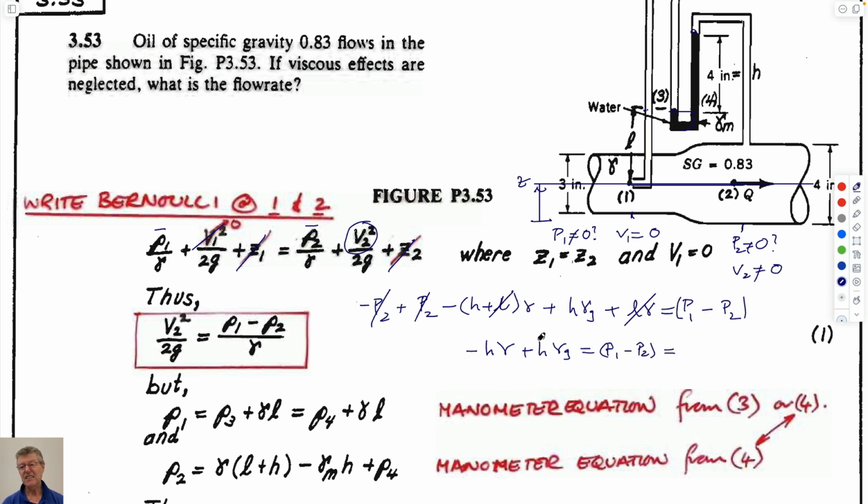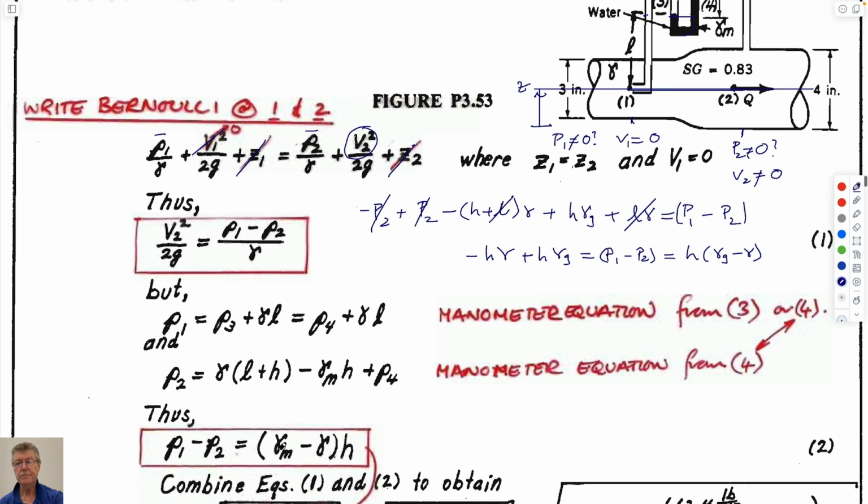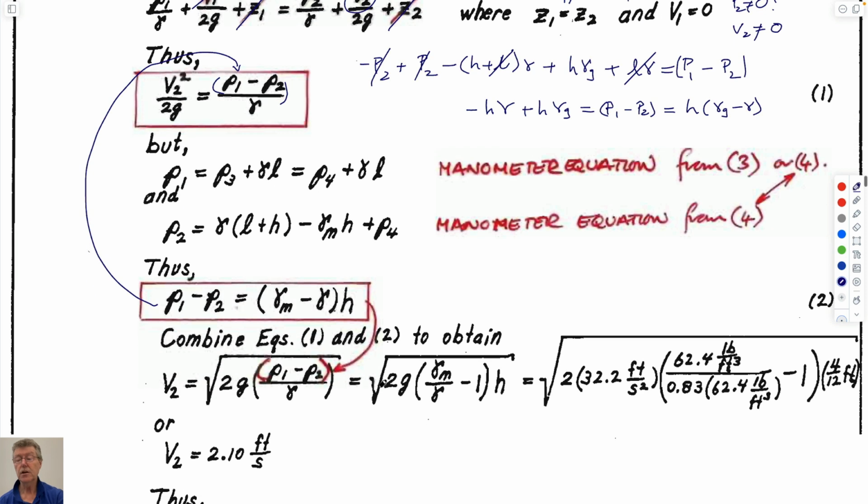And we can write this left-hand side much more readily as H times (γG minus γ). They do this, but they ultimately get the same expression. Much better to do it this way. And so now we have an expression for P1 minus P2 in terms of something we know. We know the density, unit weights of the fluids, and we know H. We can substitute this into our Bernoulli expression, and we end up solving it.